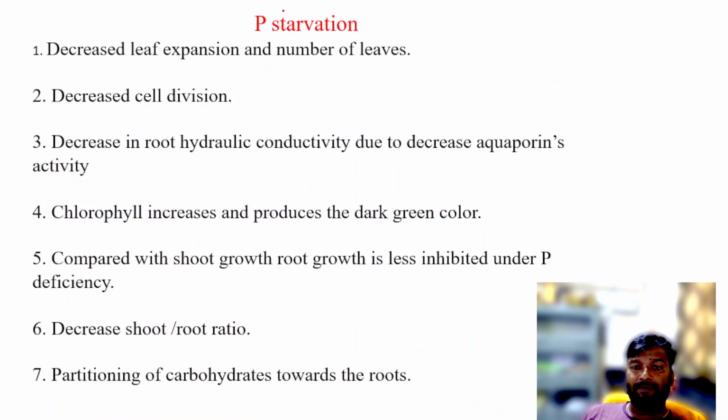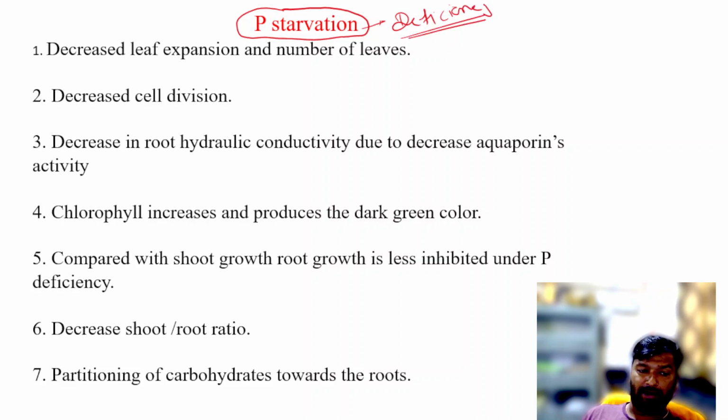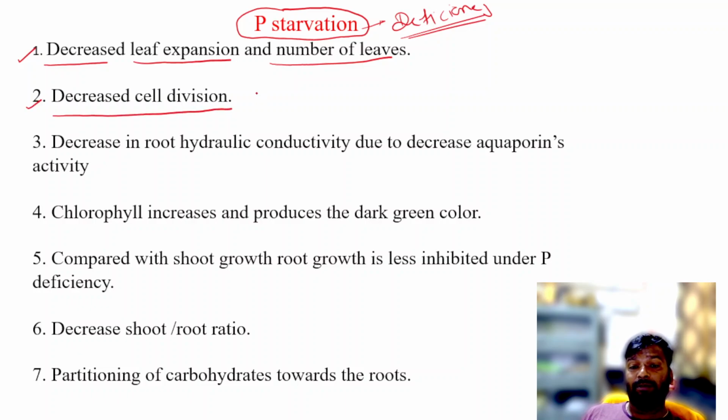Now we come to the phosphorus starvation. Means अगर phosphorus की कमी है, there is a deficiency of phosphorus, then what are the important symptoms on the plant growth and development? So first is there is a decrease in the leaf expansion and the number of leaves. Second, there is a decrease in the cell division, because you know that phosphorus is the component of DNA and the RNA. So there will be restriction of cell division.